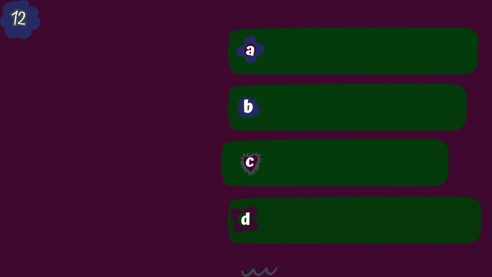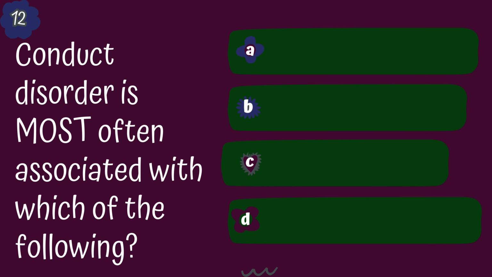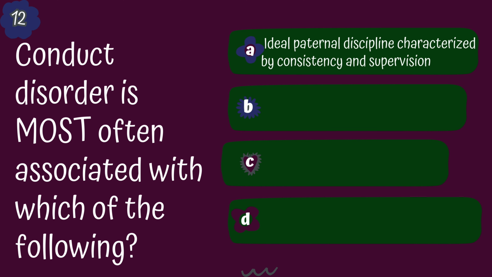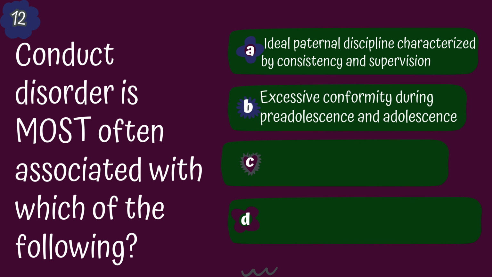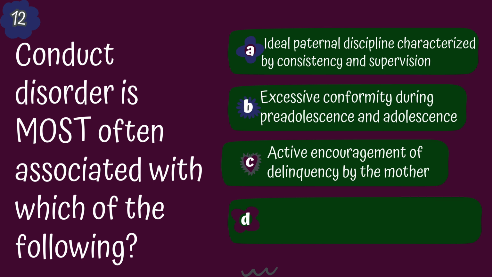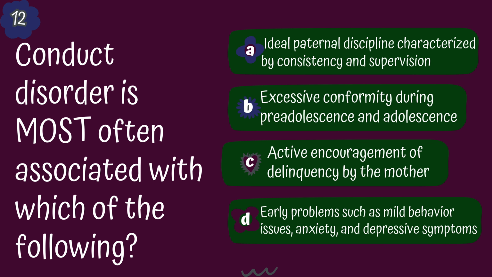Question 12. Conduct disorder is most often associated with which of the following? A. Ideal parental discipline characterized by consistency and supervision. B. Excessive conformity during pre-adolescence and adolescence. C. Active encouragement of delinquency by the mother. Or D. Early problems such as mild behavior issues, anxiety, and depressive symptoms.